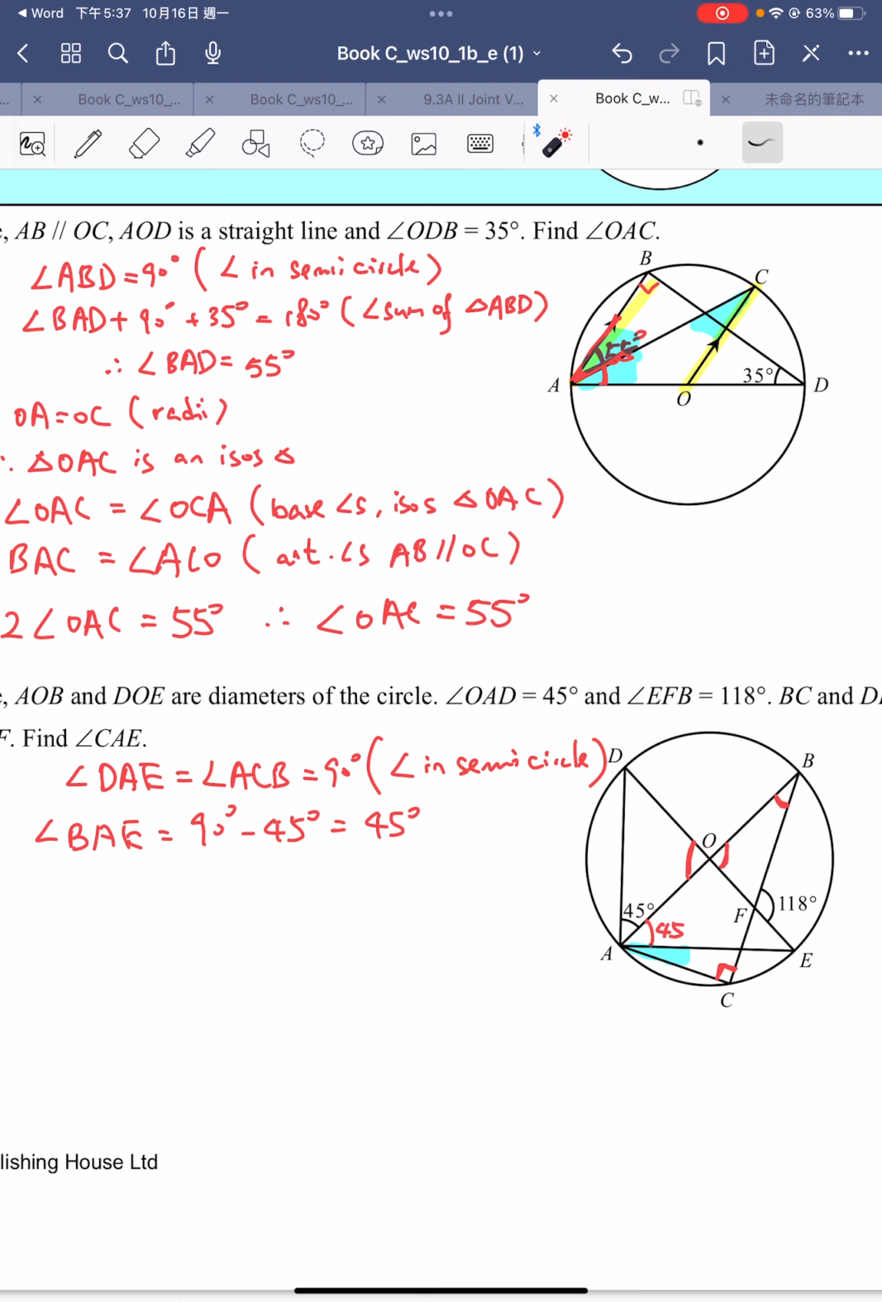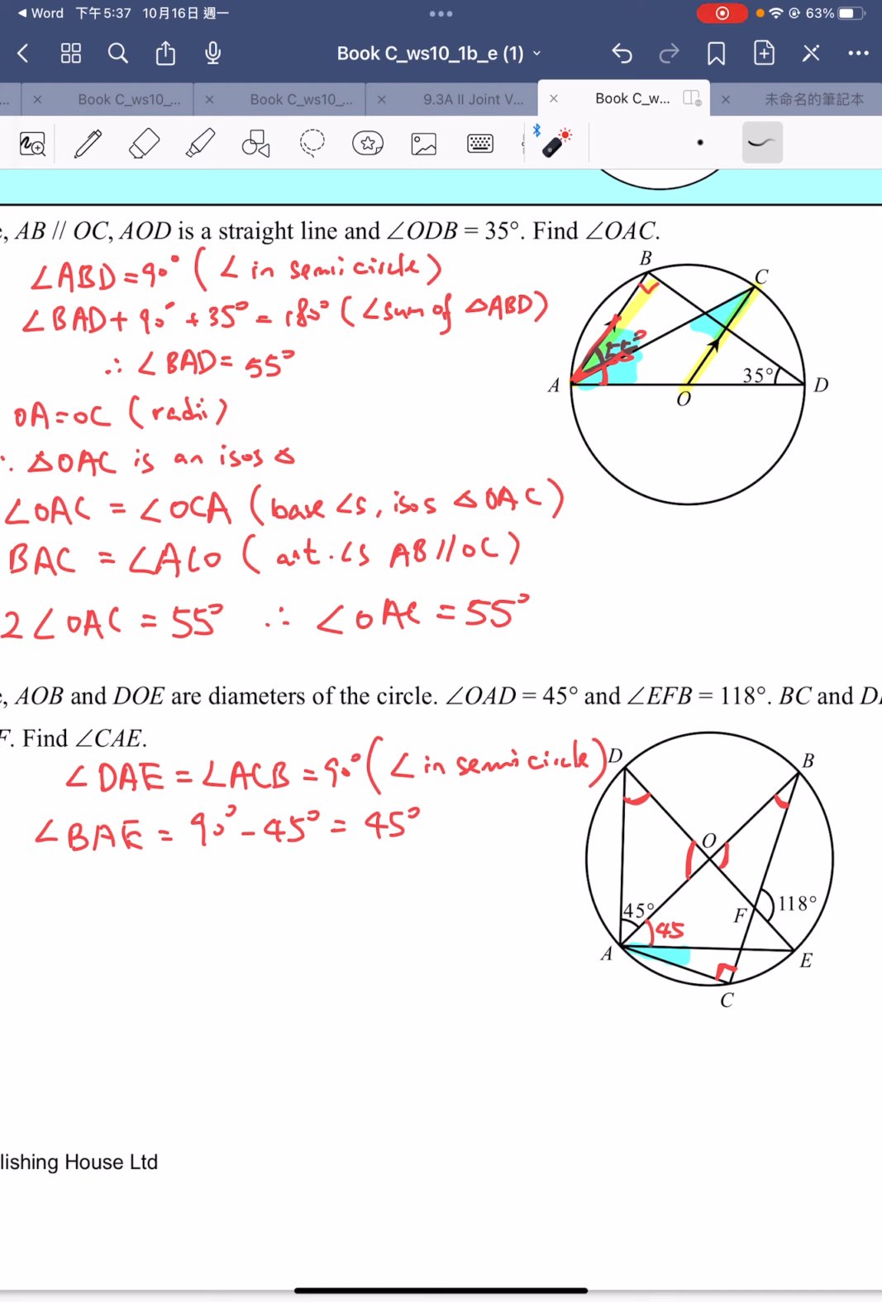Now, to find this angle, if we locate it in the triangle DOA, you can see that we have this 45 degrees. To find this out, you need to find this angle ADO as well. If we can find ADO, then we can find DOA as well. So how can we find the angle ADO?